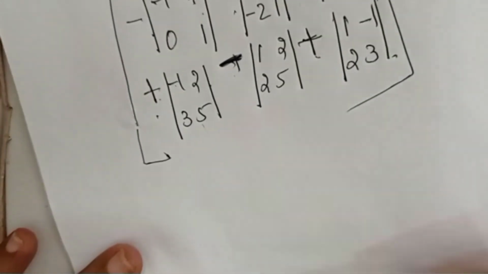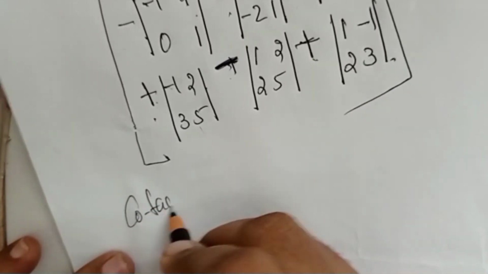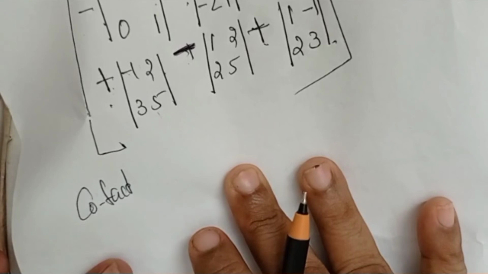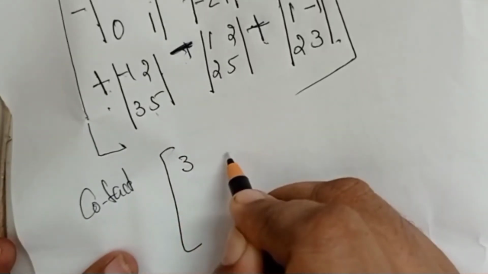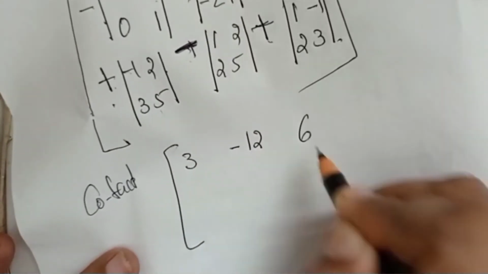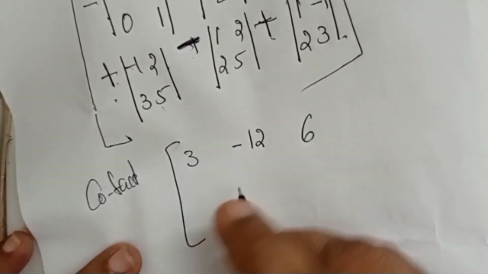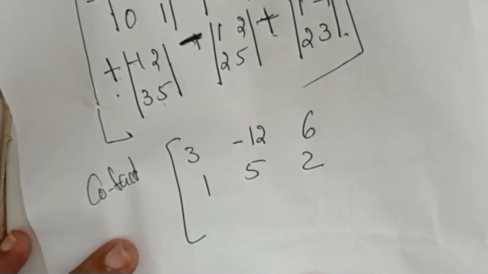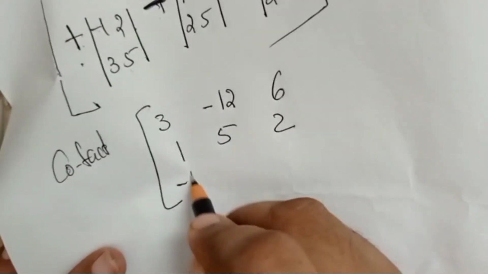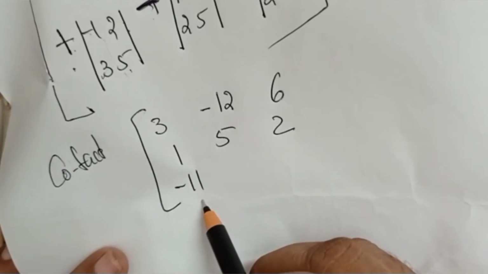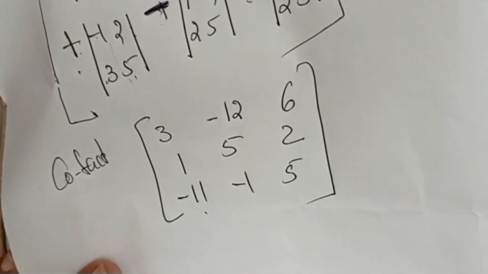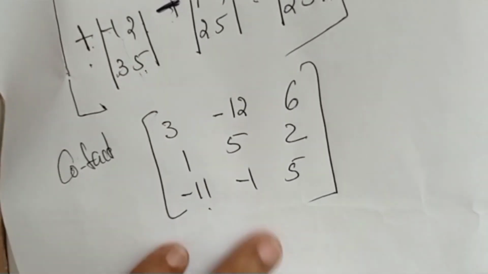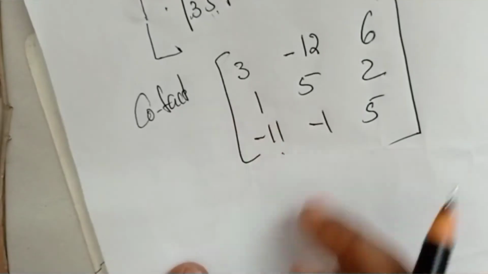After expanding, you will get the cofactor matrix. Can you say the answer? 3, minus 12, 6; 1, 5, 2; minus 11, minus 1, 5. This is only the cofactor matrix. Otherwise, find the cofactor of each element and substitute. I think this is the easy method: put the plus, minus, plus signs like that, then the cofactor matrix is there.